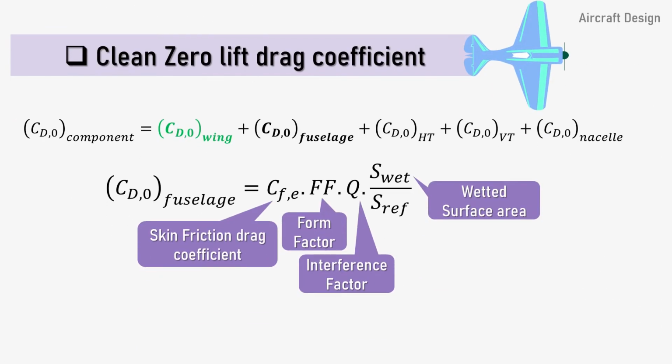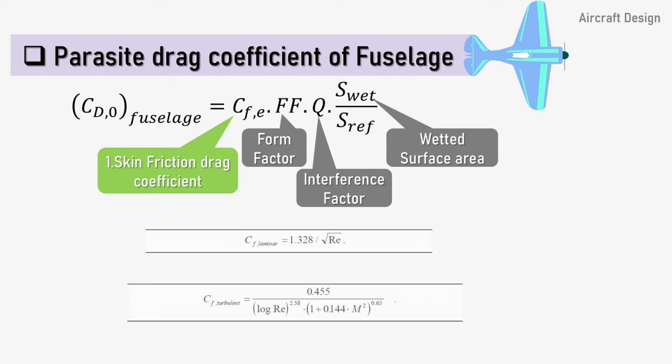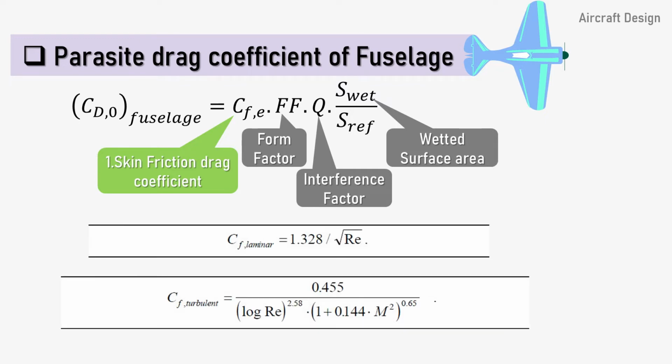Next component is the fuselage body. Here we will find the zero lift drag, or parasite drag, of the fuselage body. We will use the same formula, that is CD naught equals CF × FF × Q × S_weighted / S_reference. Again it starts with the skin friction drag. Based on the Reynolds number, we can find the skin friction drag.